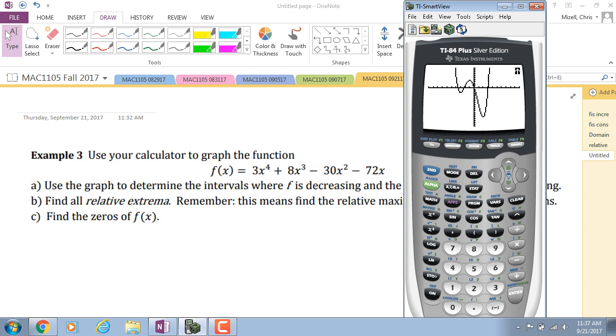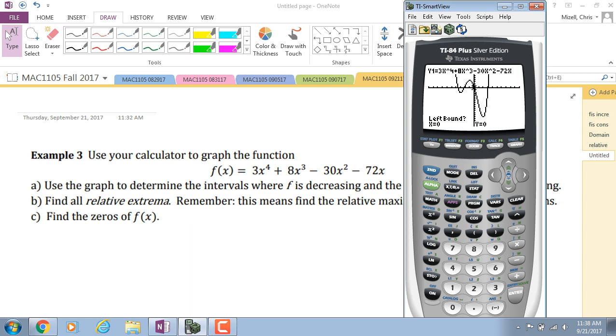Basically, second button, followed by the trace button that has the calc up above it. Second, calculate. And then we're looking for a point at the bottom of a valley, so it's a relative minimum point. So 3. It's going to ask for a left bound. If we give it a left bound, it's going to ask for a right bound. If we give it a right bound, it's going to ask for a guess, just like it does when we look for zeros.